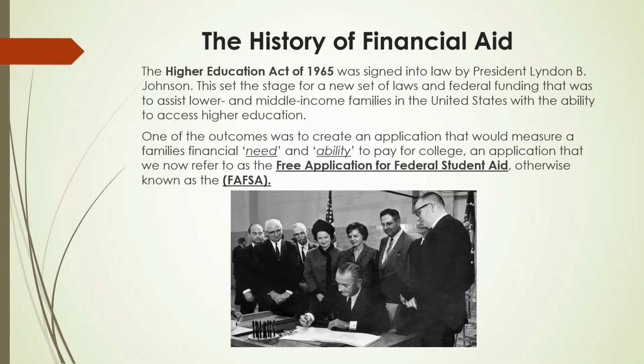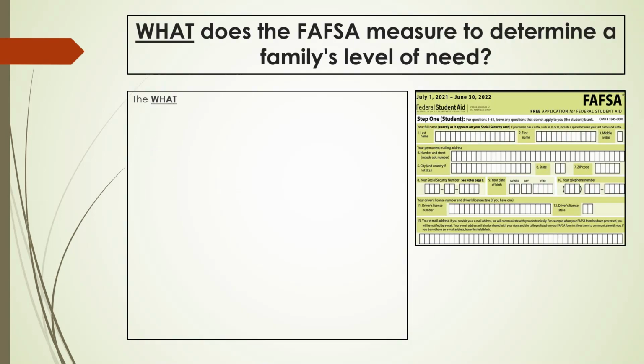So just briefly, the Higher Education Act of 1965 was signed into law by President Lyndon Johnson, and this set the stage for a new set of laws and federal funding that was designed to assist lower and middle income families in the United States with the ability to access higher education. And that's a very important point when we look at the further information on the FAFSA. One of the outcomes was to create an application that would measure a family's financial need and their ability to pay for college. That application is now referred to as the Free Application for Federal Student Aid, otherwise known as the FAFSA.